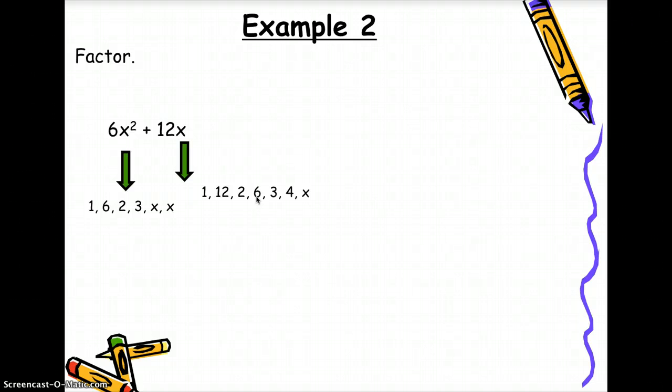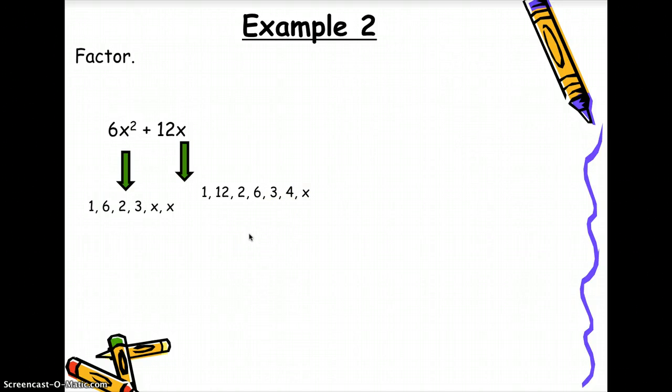How about the letters or the variable? What are the common letters or common variable? The common is just 1x. In 6x squared, you have 2. In 12x, you have 1. So they only have one common x.